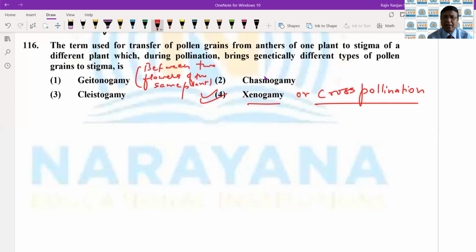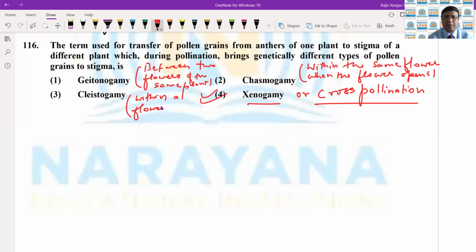Chasmogamy is the pollination within the same flower when the flower is open. Within the same flower, when the flower opens. Chasmos means open. Cleistogamy is within the same flower, but the flower never opens, it remains closed. Within a flower which remains closed.